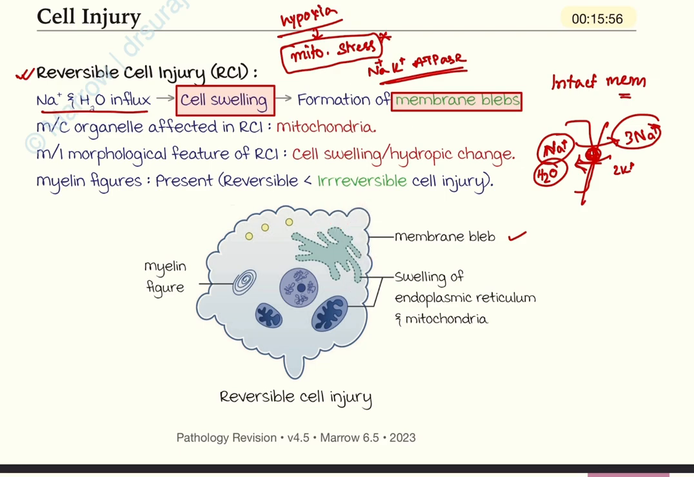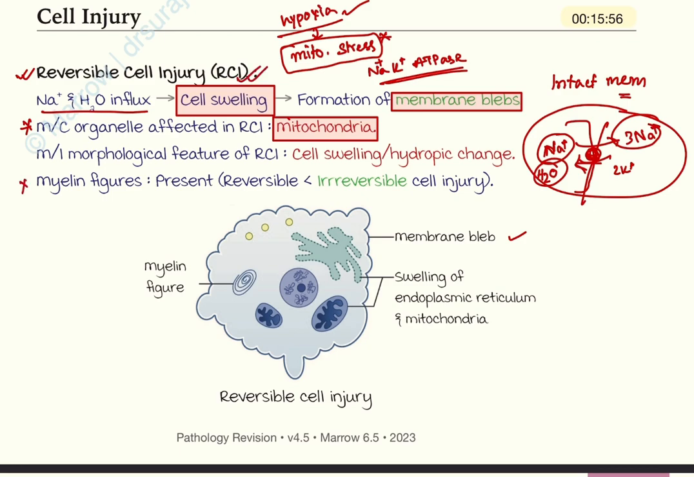Okay, the most common organelle involved, as I already told you, is the mitochondria, where the sodium potassium ATPase pump is not functioning because there is hypoxia, and hypoxia means there is decreased phosphorylation, decreased ATP production. So for functioning of this sodium potassium ATPase, you need ATP. What is the most important morphological feature that you will see? This cell swelling or hydropic change.